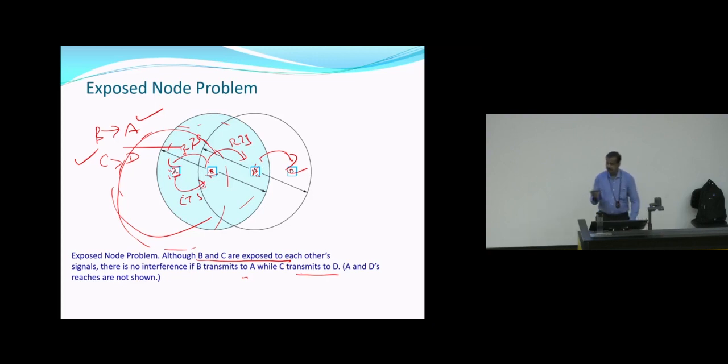Now C has received RTS, then it will wait for some time to see whether it receives CTS. If it does not receive CTS, it understands that the receiver, whoever it is, is very far, so it can transmit. It can transmit an RTS to D. This RTS to D will be received by B, doesn't matter. But when D sends a CTS, this CTS will not reach B, because according to the reachability, D can reach C, but D cannot reach B.